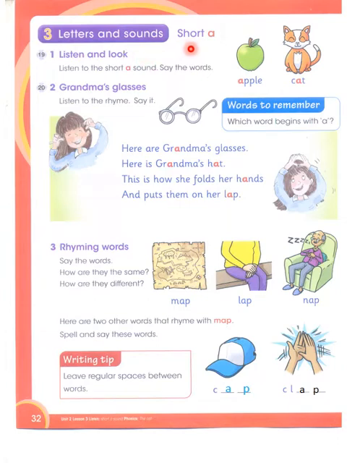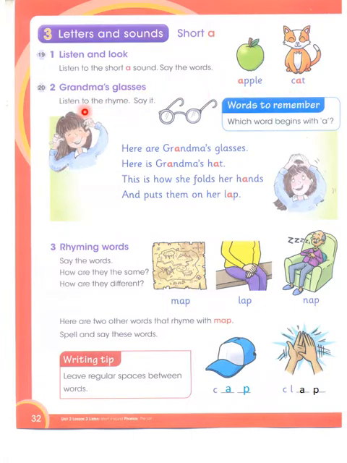There is a word, short A. Short A, or you can say A. Short for A is A. Listen and look. Listen to the short A sound. Say the word apple. Say the word cat. Apple. Cat. Here the letter A has a short sound. Apple. Cat.